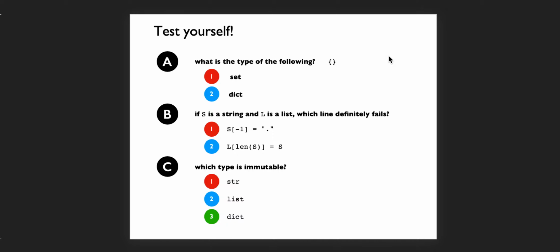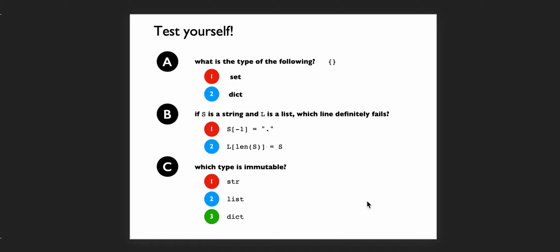Alright, let's move on to question C before looking at question B. Question C is asking which of the following types is immutable, and the options here are option 1 string, option 2 list, and option 3 dictionary. If you thought the answer was option 1, then you had the right answer. Strings are immutable, whereas lists and dictionaries are mutable data types.